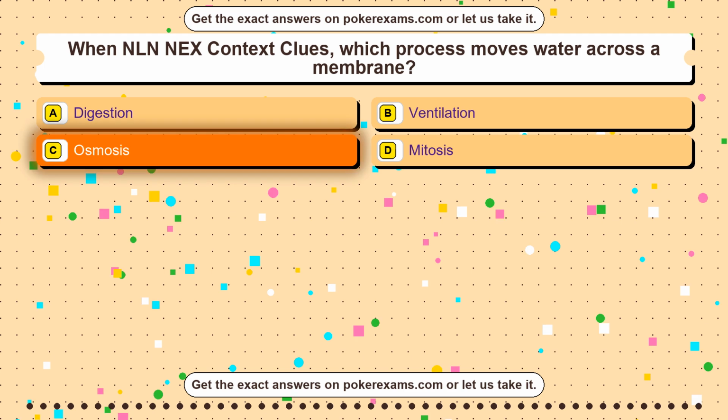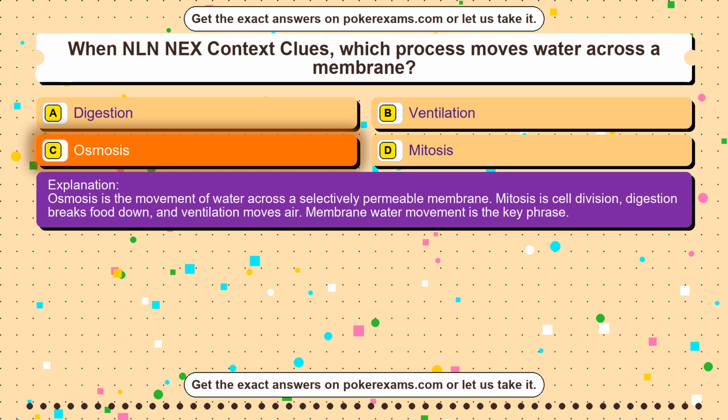Osmosis. Osmosis is the movement of water across a selectively permeable membrane. Mitosis is cell division, digestion breaks food down, and ventilation moves air. Membrane water movement is the key phrase.